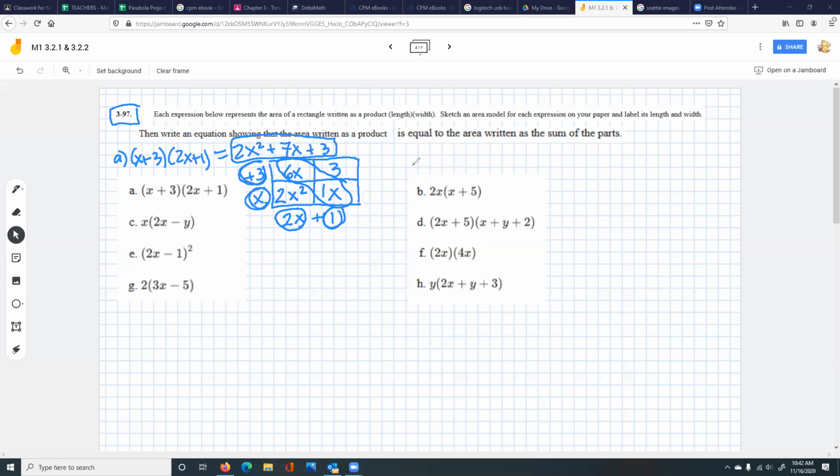When you have a problem like B, which just says 2x times x plus 5, we could do a little 2 by 1 if we want to. I could do x plus 5 and 2x like that if I want to. Or we could just use the distributive property. Let's use the distributive property. What's 2x times x going to be? 2x squared. What's 2x times 5 going to be? 10x, right? That's all you have to do when you have one expression outside of parentheses. You just need to use the distributive property. You can do this if you want to.